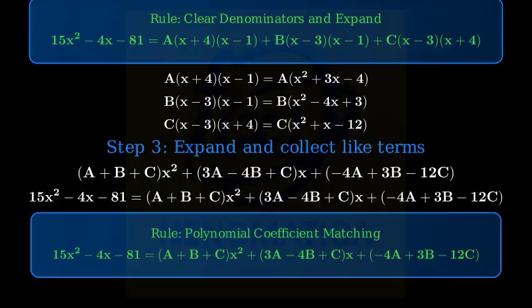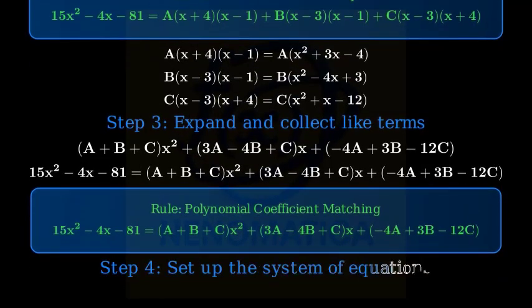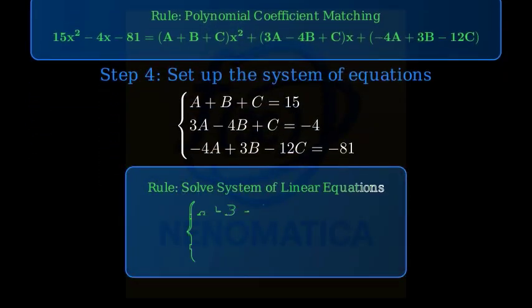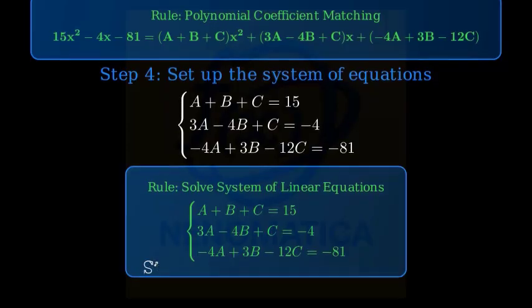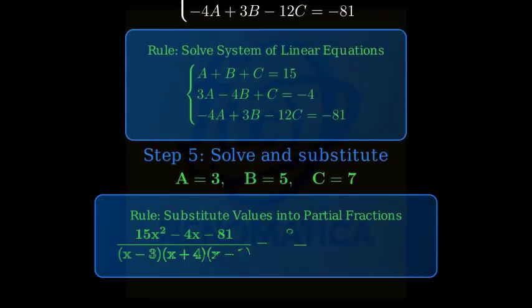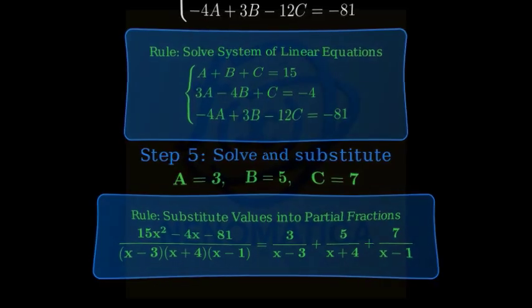Step 4. Equate the coefficients of the same powers of x to form a system of equations. We will then solve the linear system for A, B, and C. Step 5. Solving the system yields the constants A equals 3, B equals 5, and C equals 7. Now substitute these values back into our partial fraction form to conclude the problem. And here is the final answer.